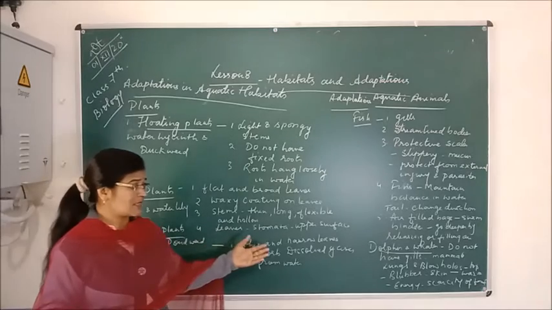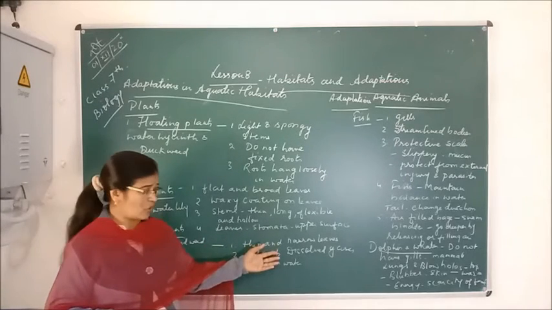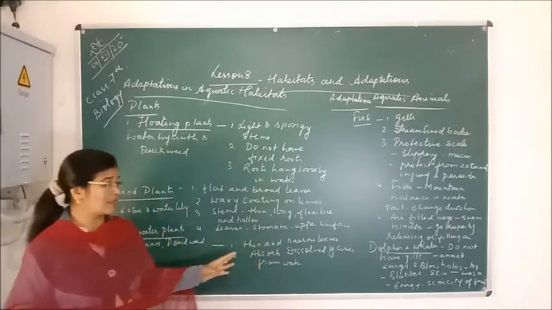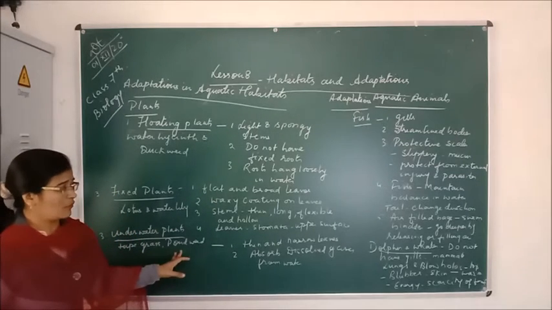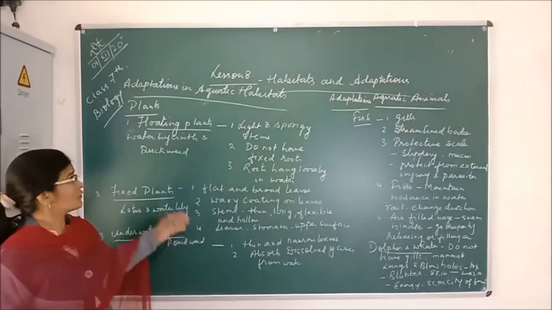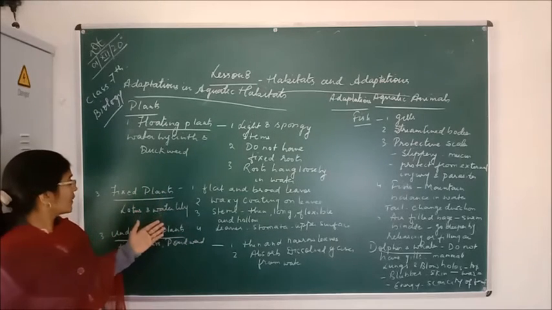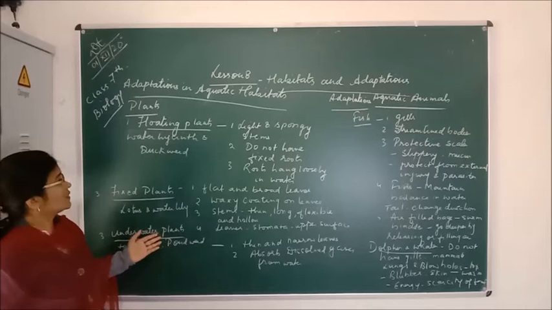So the gases which are dissolved in the water are easily absorbed by these thin and narrow leaves, like in the tape grass and pondweed. So these are the characteristic features of the floating plants, fixed plants, and underwater plants.